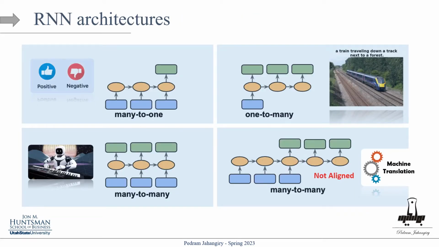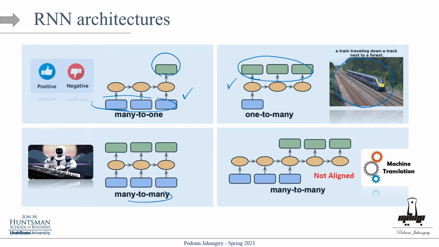A quick reminder of different RNN architectures and applications that you should be quite familiar with at this point. We can have many-to-one architecture. For example, we have a sentence or paragraph, and we pass it to the model, and the output is, okay, the sentiment is positive or negative. So this is many-to-one. We can have one-to-many. The example is that you can pass an image, remember, image is sequence data as well, to the model, and the network is going to generate a sequence of output. For example, we can say a train traveling down a track next to a forest.